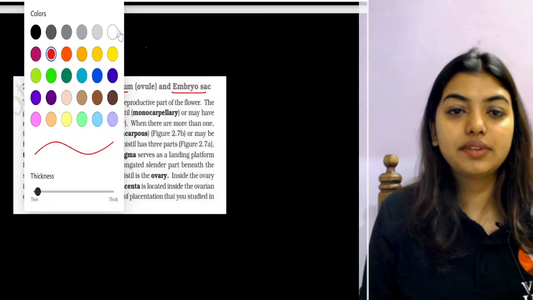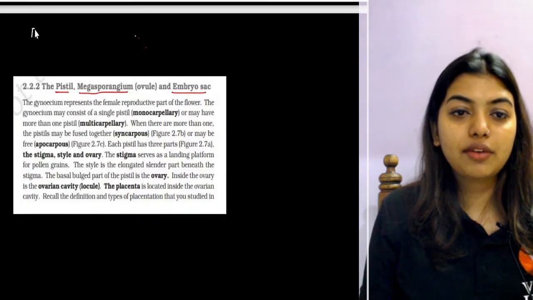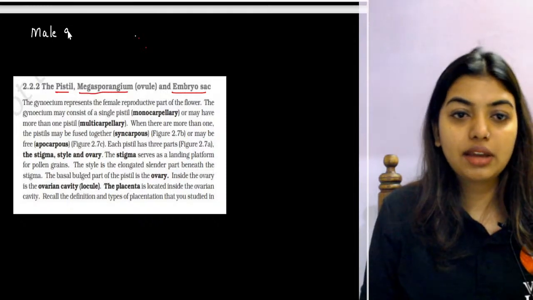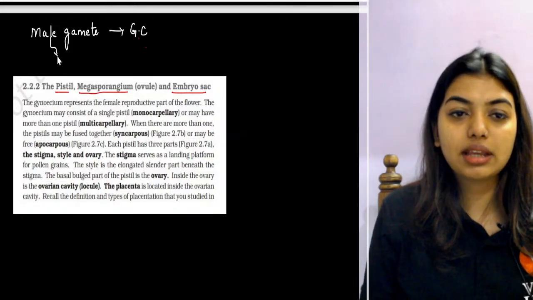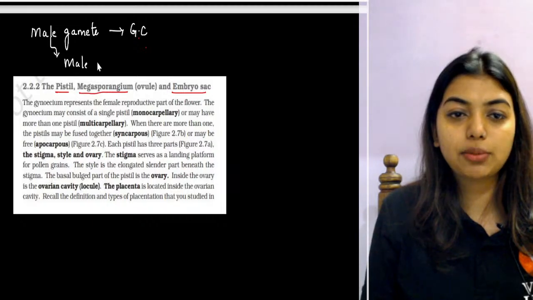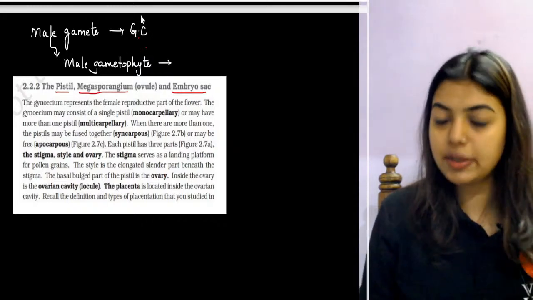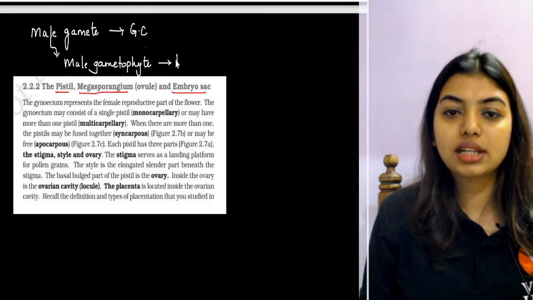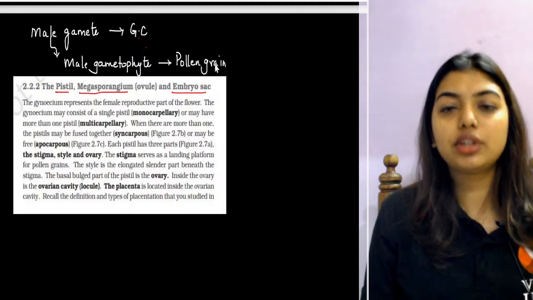Now, what have we done so far? We have formed the male gamete, and that male gamete is present inside the generative cell. And where was the male gamete formed? In the male gametophyte, which is the pollen grain. If you understand this difference, it is more than enough. The male gamete is present inside your generative cell, and it is formed inside the male gametophyte called the pollen grain, because only inside the pollen grain is the generative cell there.